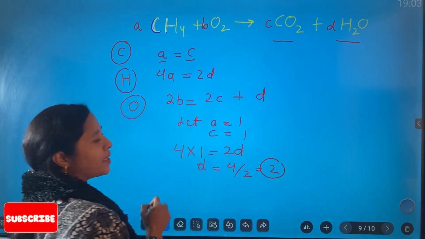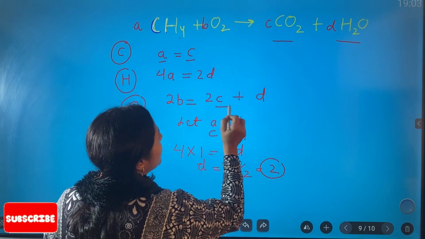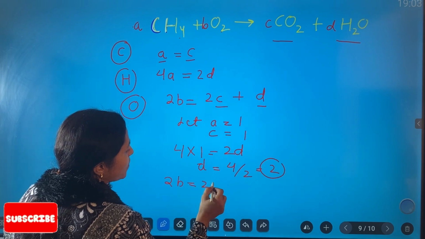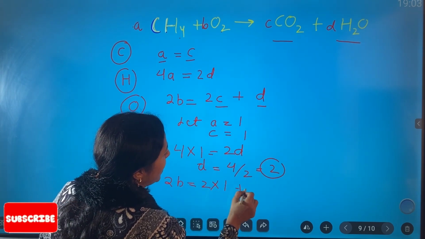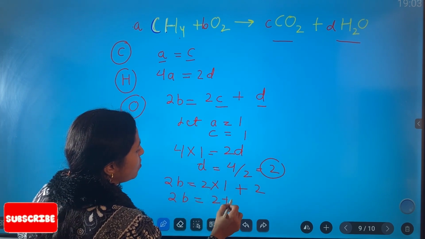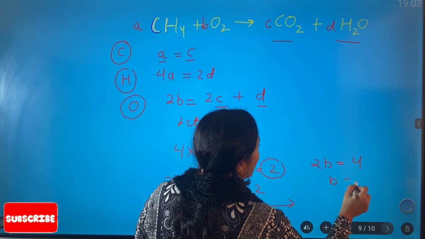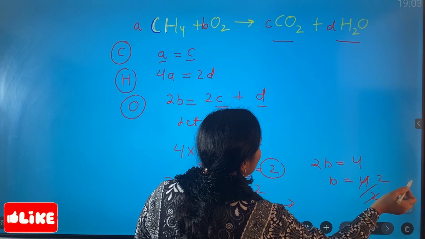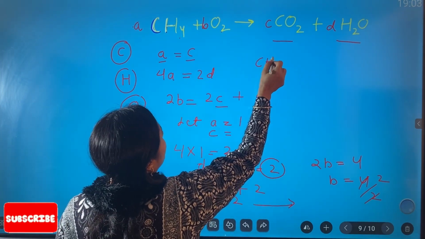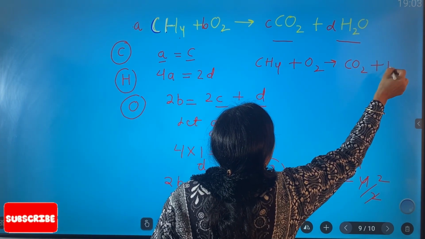So in this way we have got the value of D and the value of C. Now we'll be putting the values of C and D in this equation. 2B equals 2 into 1 plus 2. 2B equals 2 plus 2. So here the value of 2B comes out to be 4 and the value of B will be 2. After getting all these values, we can just make an equation. CH4 plus O2 gives you CO2 plus H2O.